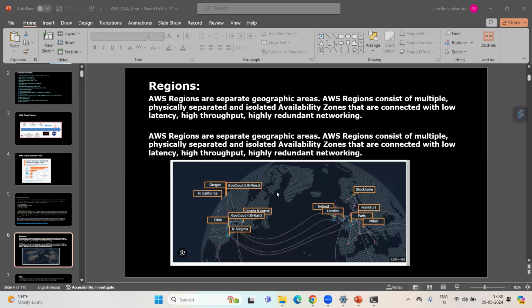And how to see this in the console, we will see when we jump into the console. Okay, so what is the region? A region is just a geographic area, that's it. Where the data centers and everything are located will be within the availability zones, then the data centers.